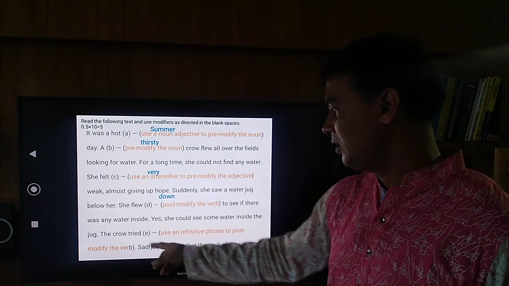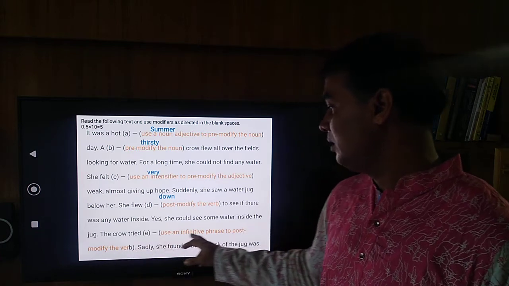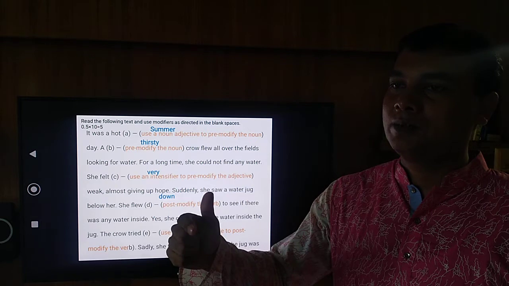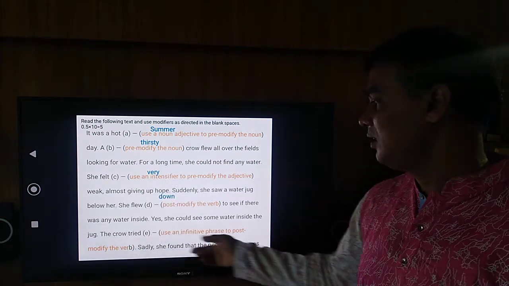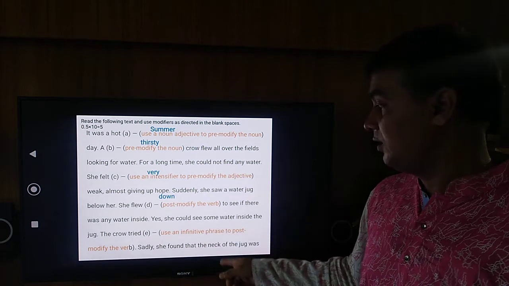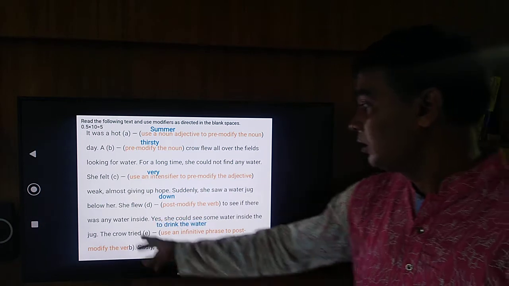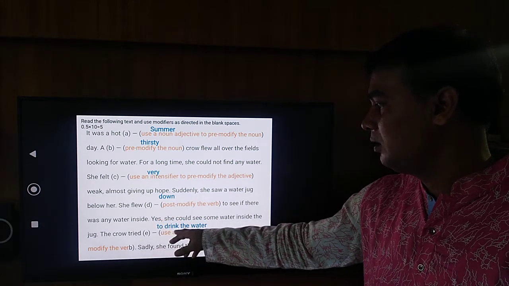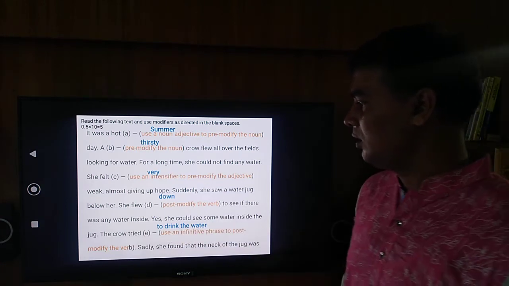The crow tried. Use an infinitive phrase to post modify the verb. Infinitive phrase. Now can you remember, to plus verb, then you can use a noun phrase. To plus verb plus noun phrase, and in this way you can construct an infinitive phrase. So you can write, the crow tried to drink the water. You see, to infinitive, then verb drink, and then noun phrase the water. To drink the water.